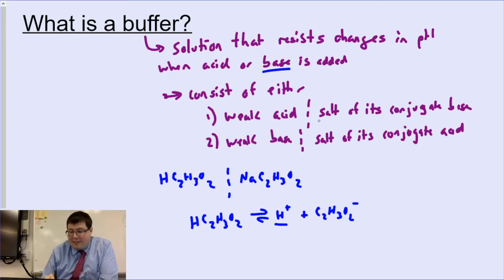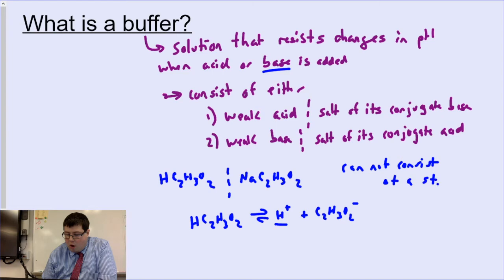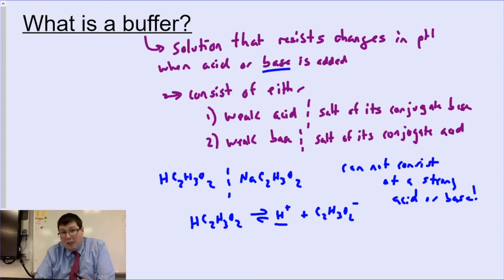Now, this can consist of any weak acid and salt, or any weak base and salt, but what it cannot consist of is a strong acid or base. A strong acid or a strong base doesn't exist in an equilibrium reaction, and it's this equilibrium shifting that allows my buffer to work.